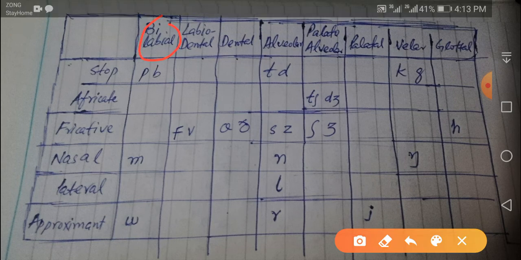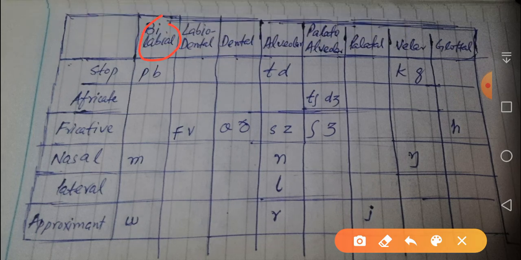There are 8 places of articulation, as you can see here: bilabial, labiodental, dental, alveolar, palatal, velar, and glottal. And there are 6 manners of articulation: stops, affricates, fricatives, nasals, lateral and approximant. In the next video tutorial, I will not only talk about these two consonants, but I will also cover these two affricates.